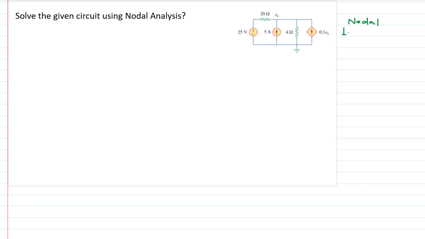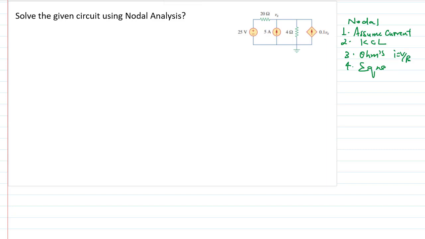The first step is to assume current directions. Assume means you can choose any direction, because this current is given, and this current is given, but for these two resistors the current directions are not given. So assume any direction. Then we apply KCL at the node, use Ohm's law to convert I into V by R form, and then solve our equations. These are the steps we have to follow. Now let me start with the first step.